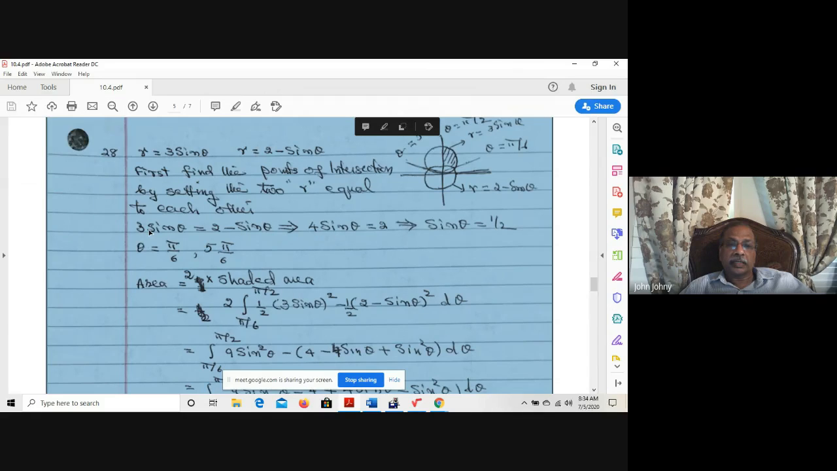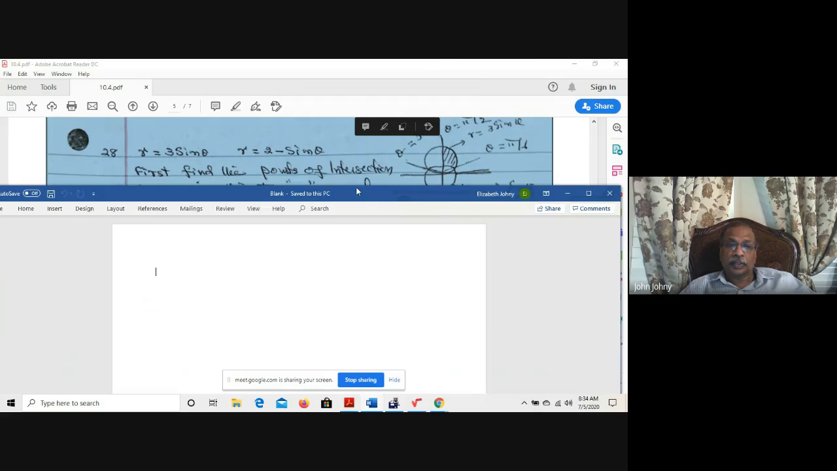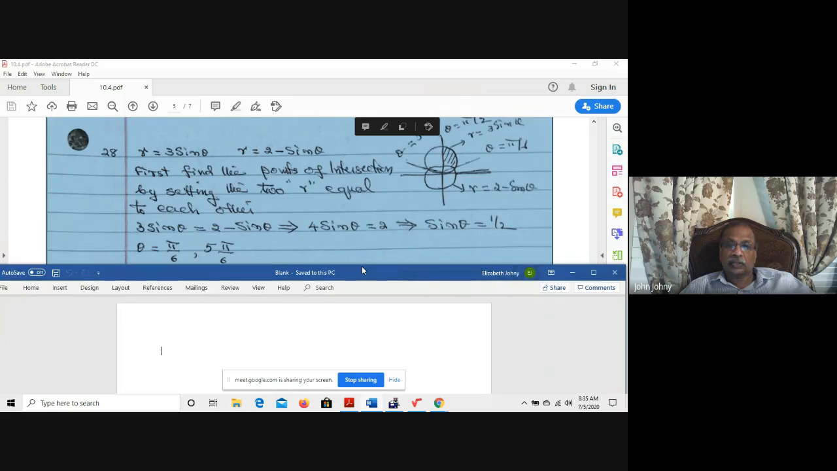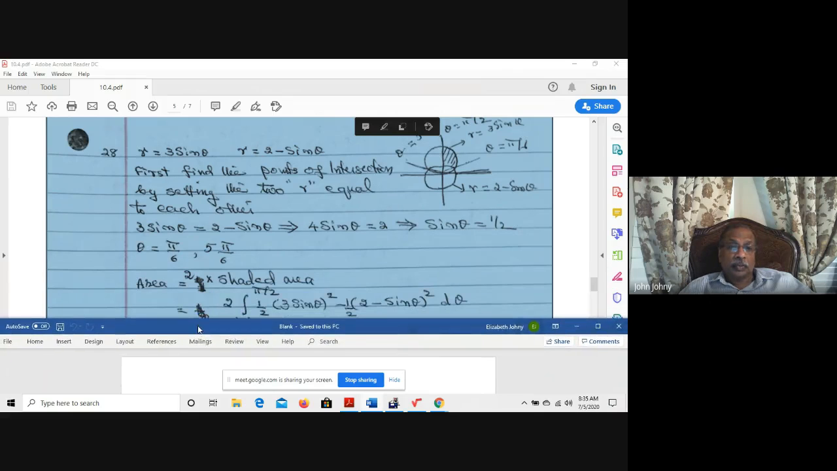Now add sine theta on both sides. You get 4 sine theta equal to 2, that is, sine theta equal to 1 half. Sine theta equal to 1 half means theta is either pi over 6 or 5 pi over 6. We don't need the second one. Of course, you can use it, but in this case I applied the symmetry. So this part is pi over 6 to pi over 2, and then you double it. So the area is equal to 2 times the shaded area.